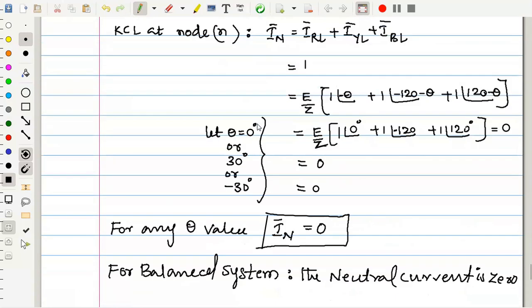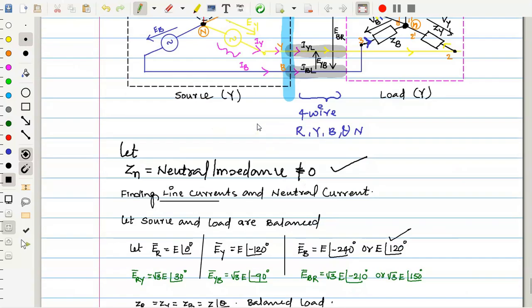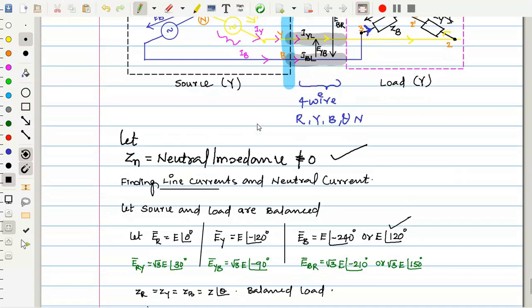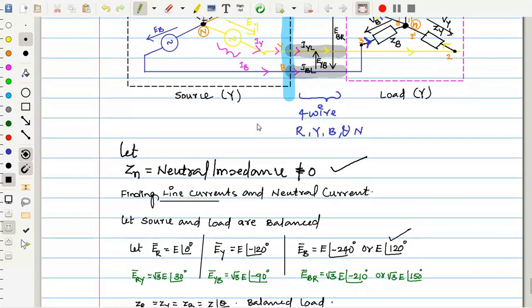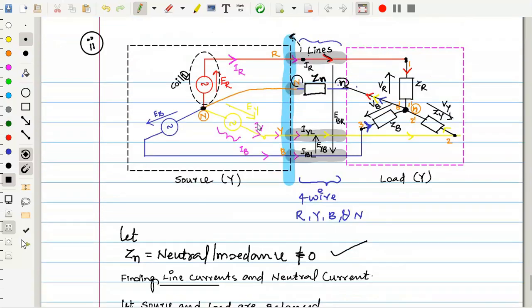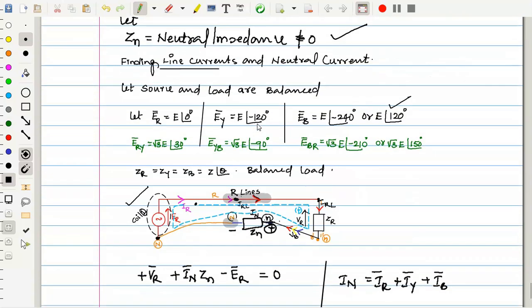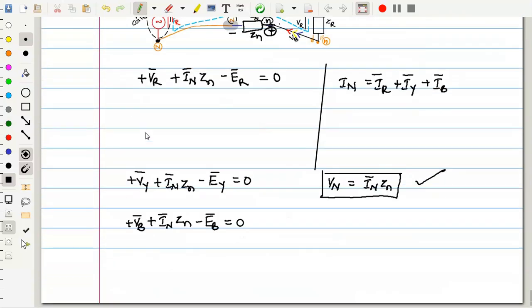Even when the neutral impedance is not equal to 0, you will get for a balanced system that the neutral current is 0. So the next configuration is that the neutral impedance is not equal to 0, and then we look at the things. So with this I will close the session.